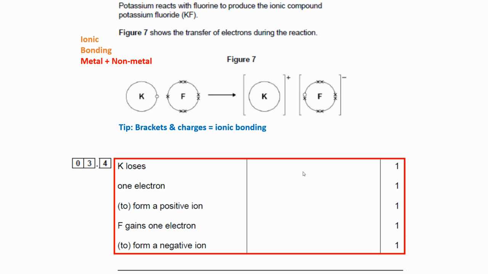The potassium atom has 1 electron in its outer shell, so it will lose 1 electron to become a positive ion. The fluorine atom has 7 electrons in its outer shell, so it will gain 1 electron to form a negative ion. I do recommend that we still continue to talk about these ions then being attracted to each other through an electrostatic force of attraction. This is called an ionic bond.